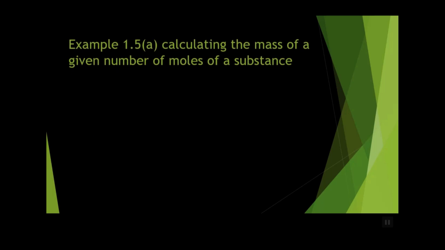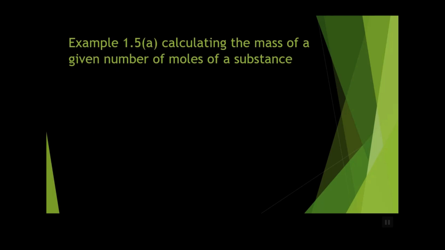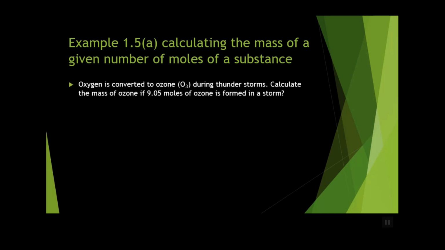Understood? Now, students, example 1.5a, calculating the mass of a given number of moles of a substance. It means that in this condition, we will find the mass while the number of moles of a substance will be given to us. Oxygen is converted to ozone during thunderstorms. Calculate the mass of ozone if 9.05 moles of ozone is formed in a storm. In this question, we have to calculate the mass of ozone. It means we have to find the mass, while 9.05 moles means that the number of moles is given.